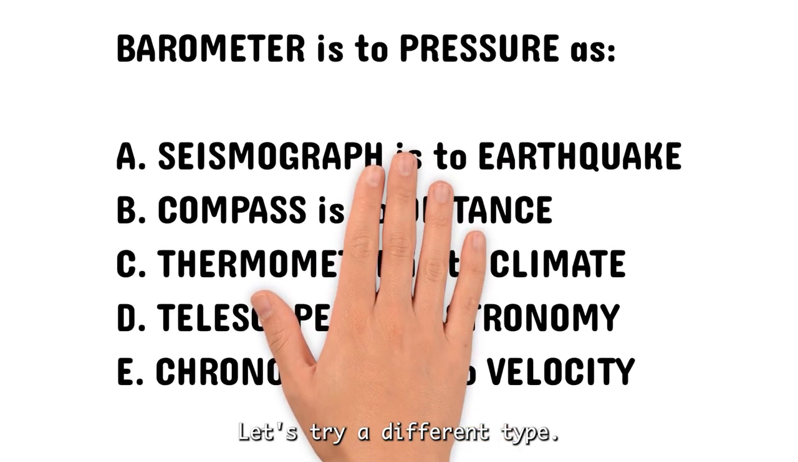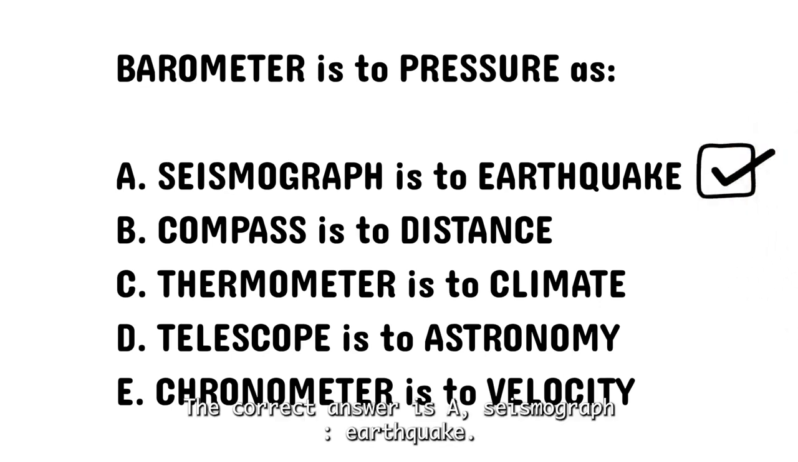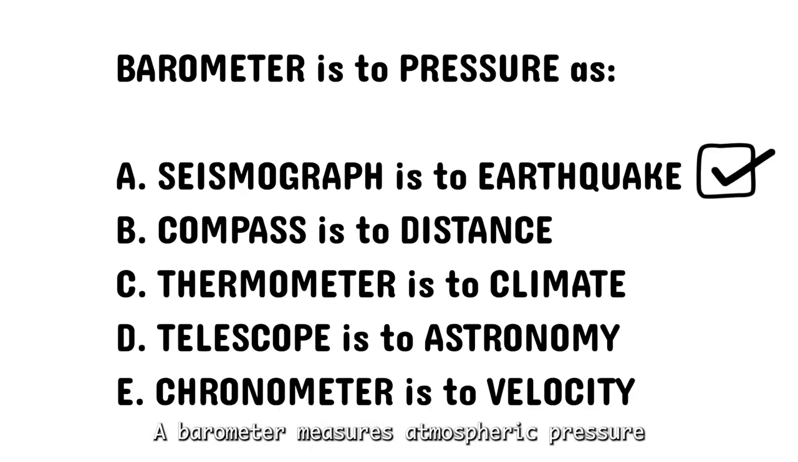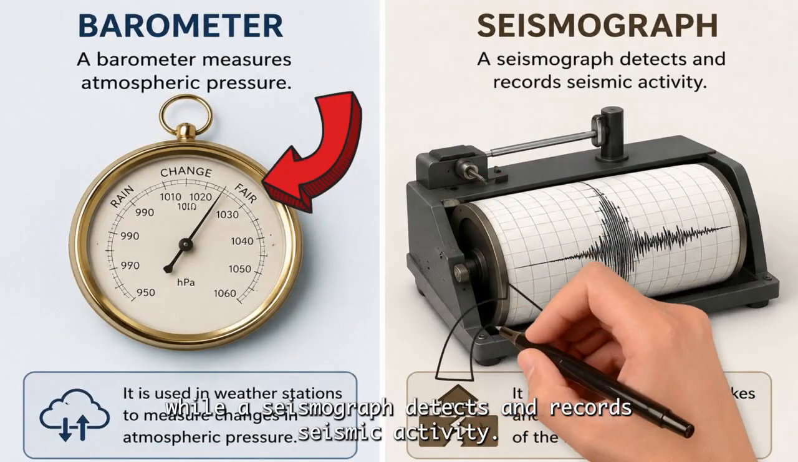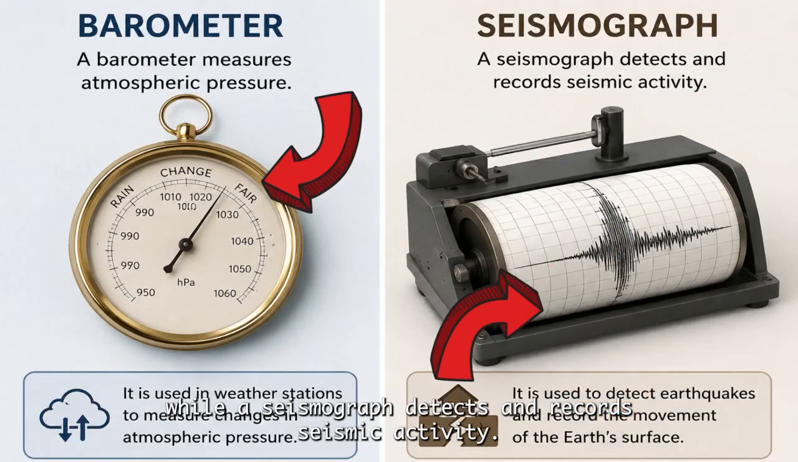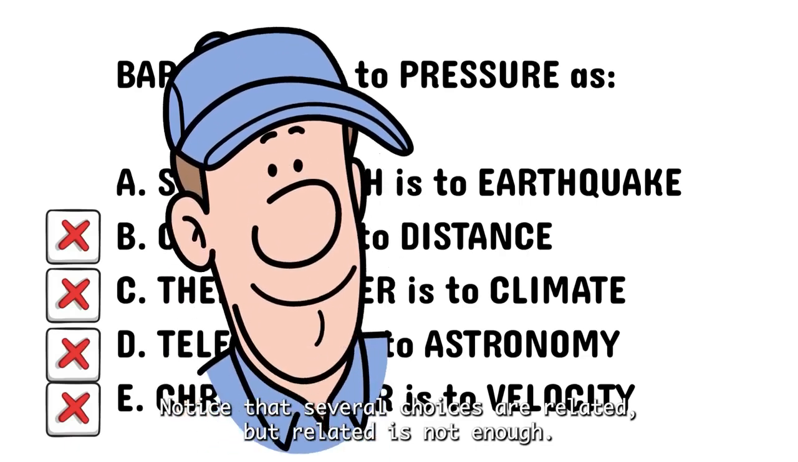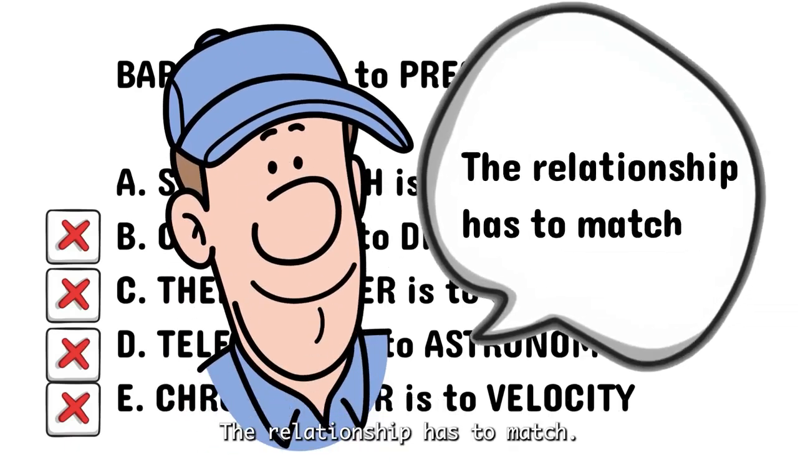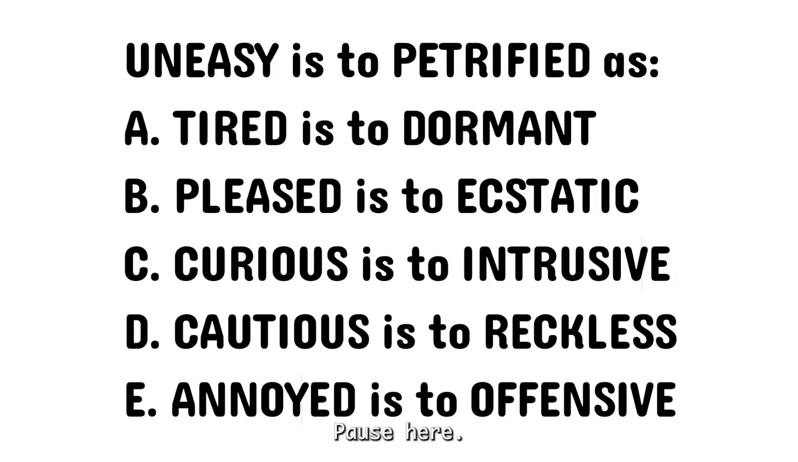Let's try a different type. Pause the video and try to solve it. The correct answer is A, seismograph, earthquake. A barometer measures atmospheric pressure, while a seismograph detects and records seismic activity. Notice that several choices are related, but related is not enough. The relationship has to match. Let's make it more abstract. Pause here.